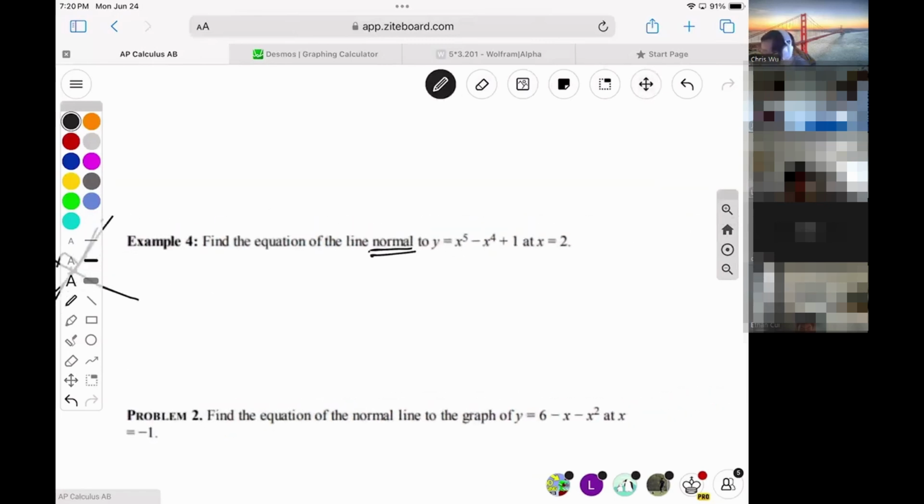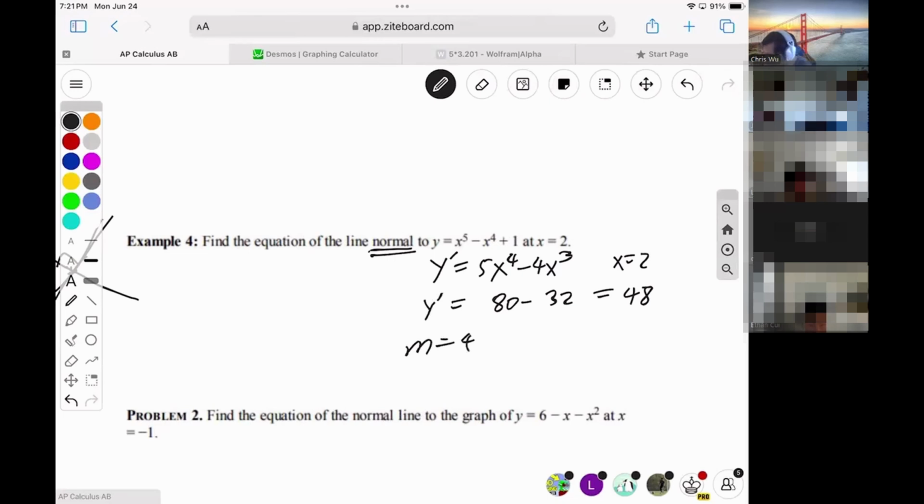So essentially, we're going to do the derivative equals 5x to the 4th minus 4x cubed. The 1 drops out. At x equals 2, plug it in. I'm going to get 80 minus 32, which is going to be 48, right? So that's it. Since y prime is equal to 48, the tangent line slope will be 48. Then the normal line slope will be negative 1 over 48, right? That's all that is. Instead of using the tangent line slope directly, you're going to find the negative reciprocal of it, or the normal line slope.